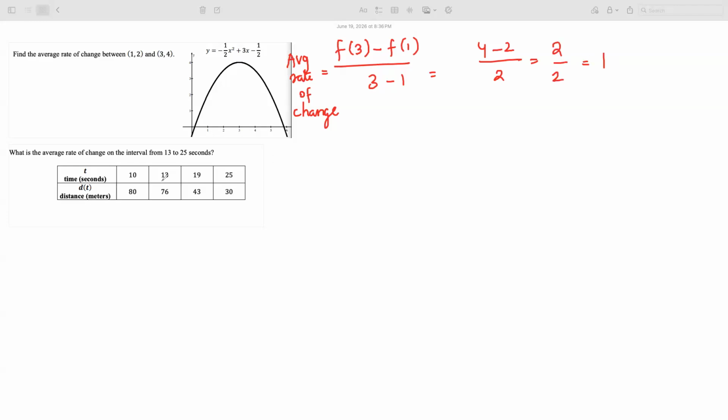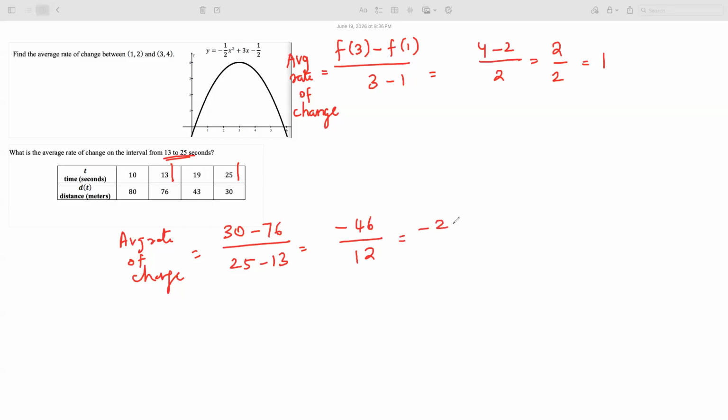This is pretty easy. Whereas 13 to 25 seconds, right? 13, 25. What do we do? 30 minus 76 divided by 25 minus 13, correct? So this is your average rate of change. It's so easy. So this will be, I think it's a negative value, right? Yep. So minus 23 by 6. Makes sense? So this is very easy.